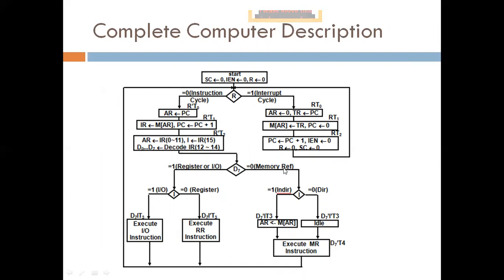Okay. So in a normal case, the value of R is 0 and it solves the instruction cycle, like this. But if any interrupt is generated, then the value of R is equal to 1. Then it runs through the interrupt cycle and the value of R will be 0. Once again it comes here, and when the value of R is 0, it solves the instruction cycle.